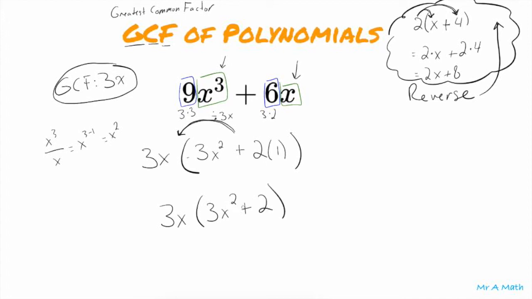And if you want to check your answer to see if you got the right answer, you can always just turn right around and distribute this 3x back in. And if I did distribute the 3x, I would get 3 times 3, that's 9, x times x squared, that's x to the third, 3 times 2 is 6, x times 1 is just x. So 9x cubed plus 6x, that did get me back to my original answer. So you can always check that. But as for now, we know that this is right because we checked it, so I'm going to circle this as my answer. Let's look at one more example.